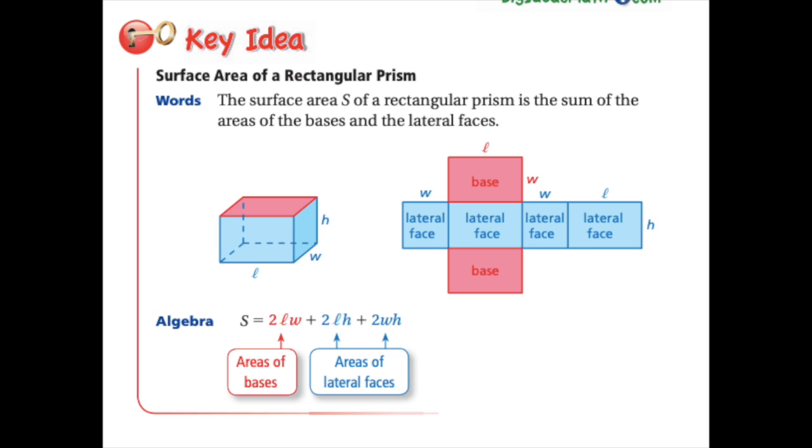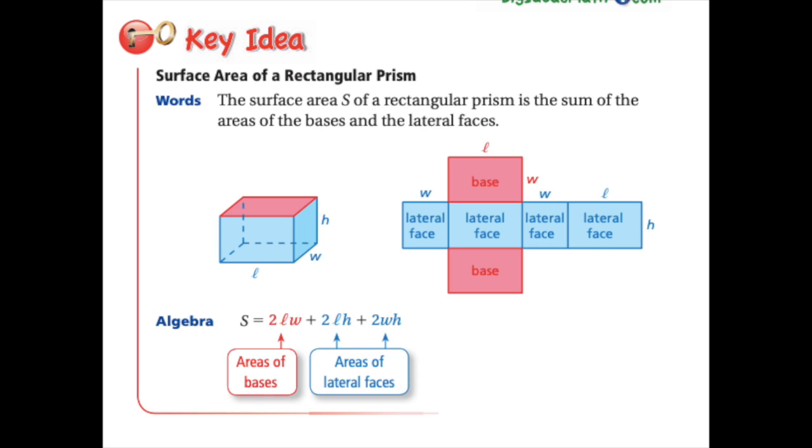So if you're thinking about it in those terms, you can then break it down into this idea of the algebra. Since you have a front and a back, a left and a right, and a top and a bottom, you have two of each of those, which brings you to this algebra of S equals, where S is the surface area, equals 2 times length times width from the bases, the top and the bottom, plus 2 times the length times the height, plus 2 times the width times the height. Again, those bring in all six faces of the figure.